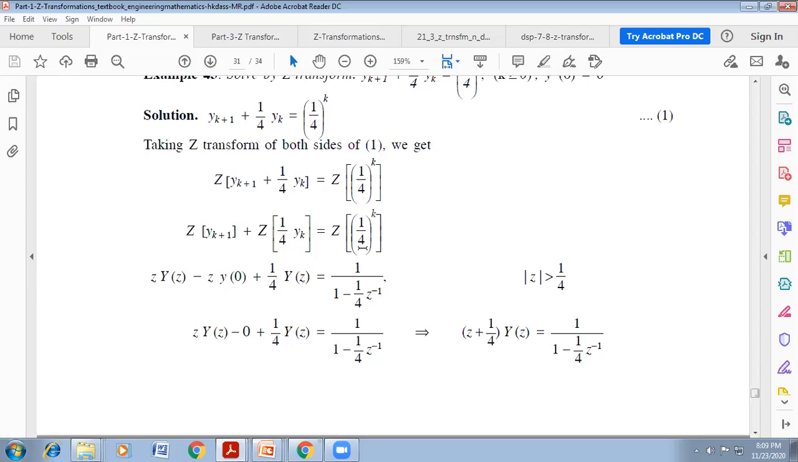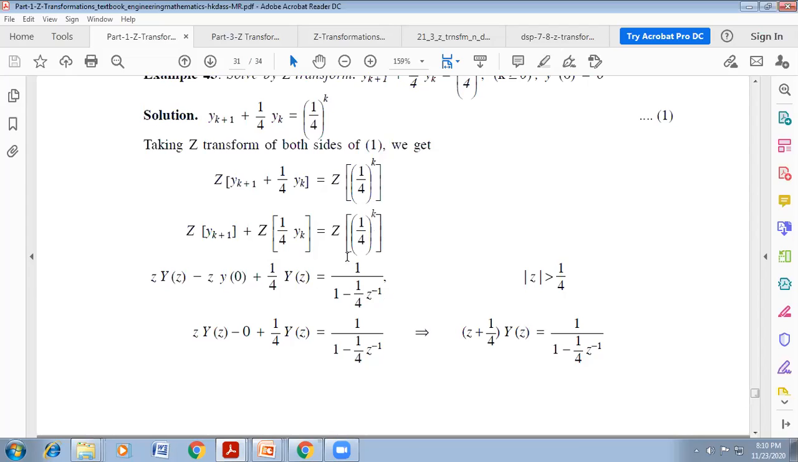Now this can be written as the sequence (1/4)^k. Using the definition of the Z transformation, we can write 1 divided by 1 minus 1/4 z inverse. This is given by the table, where a equals 1/4, by using the previous table 22.2 in this lecture.